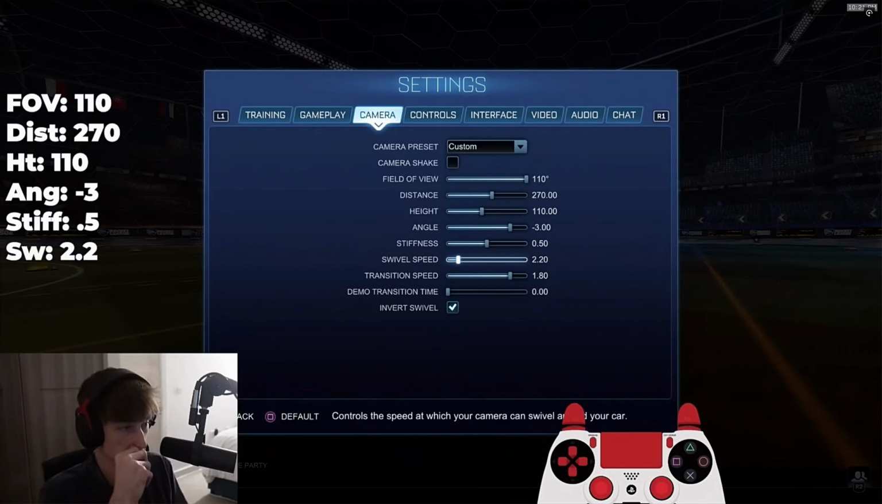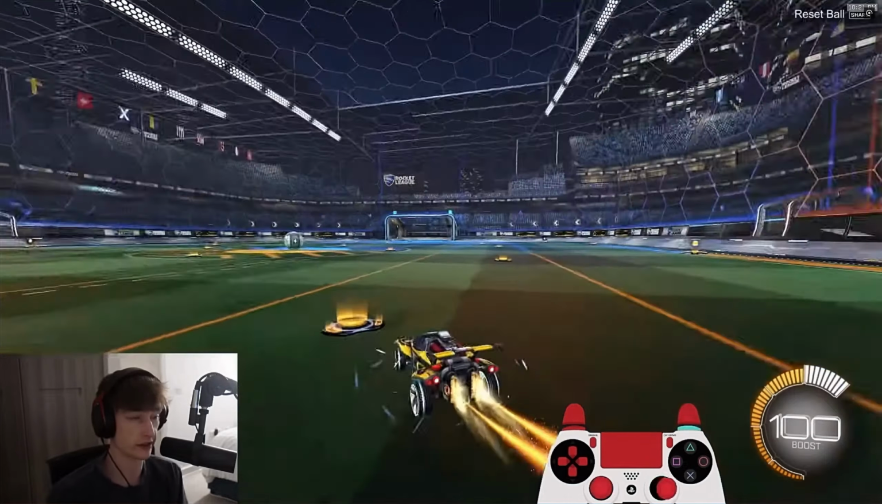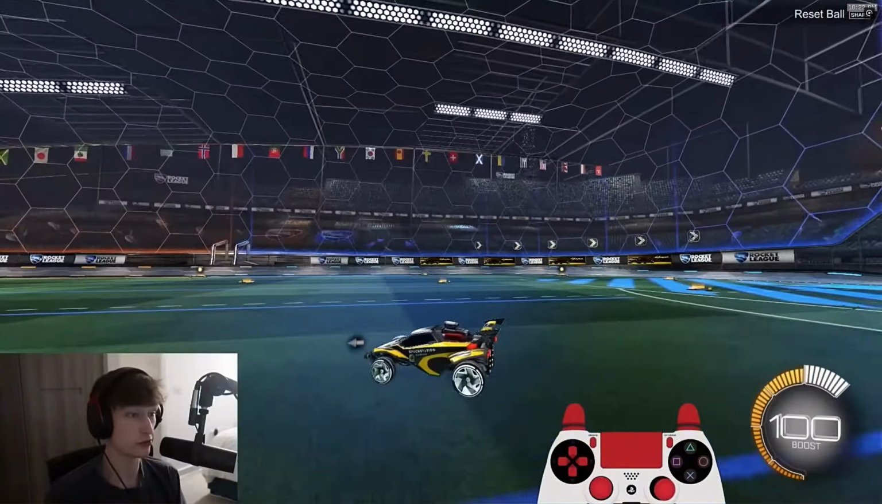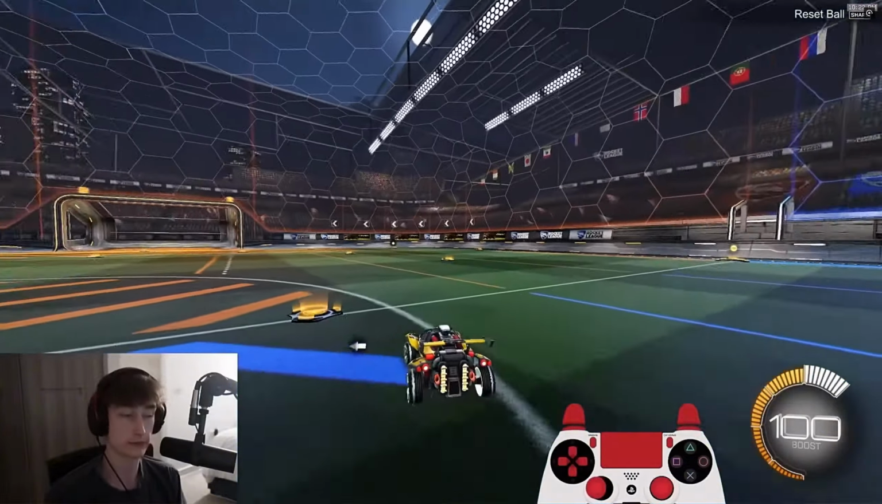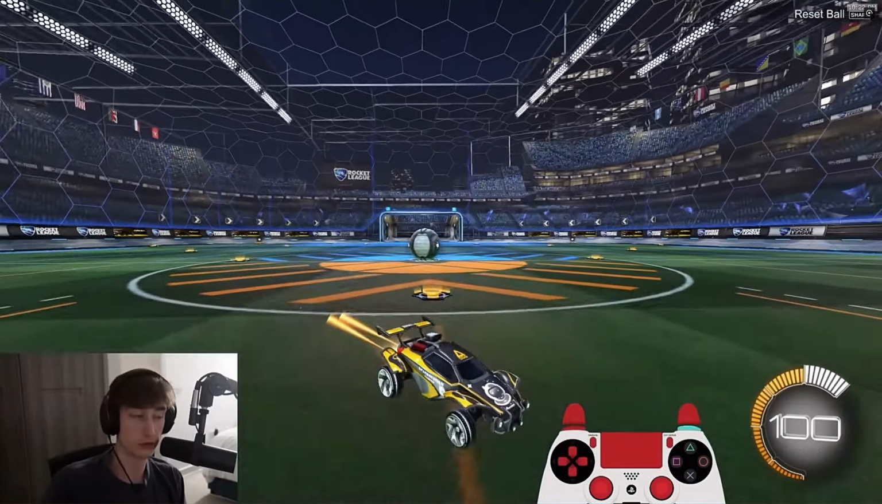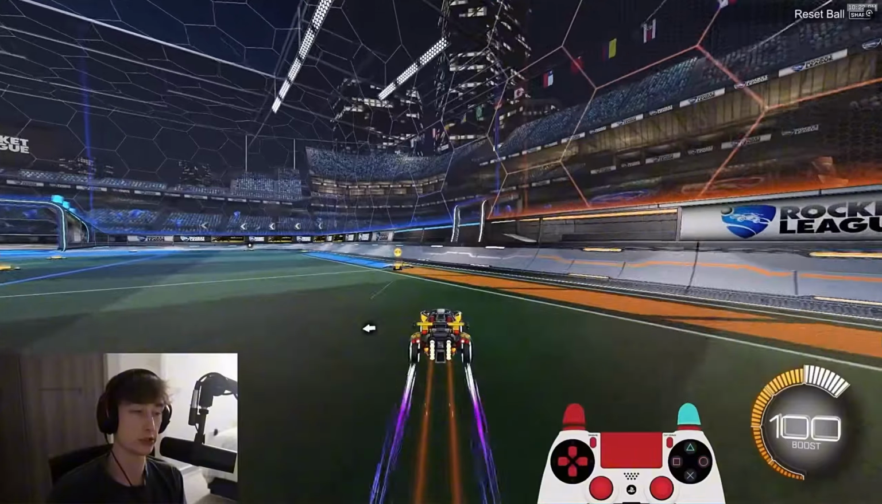Swivel speed. Okay, the higher you can go with this, while still having control over where you're seeing with your right stick. That's what this does. Swivel speed lets you dictate how fast your camera turns when you use your right stick. The higher you can go with having control, the better. Okay, simple as that, because you're gonna have more information more quickly.